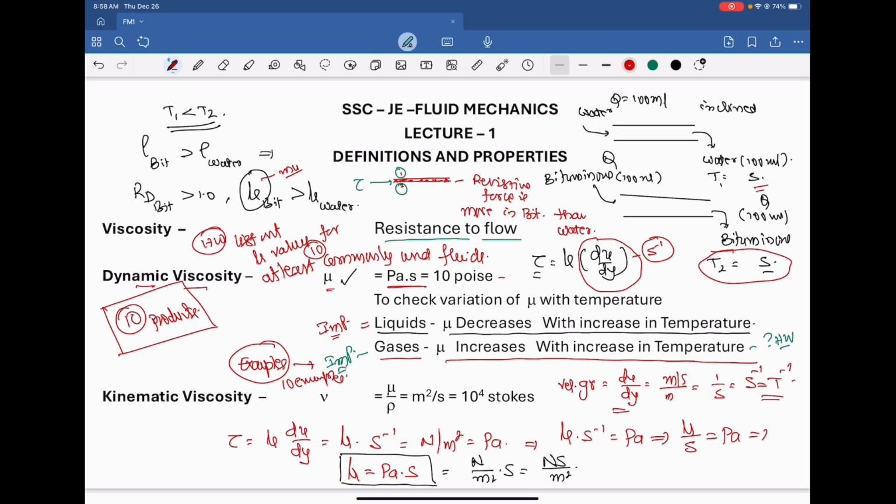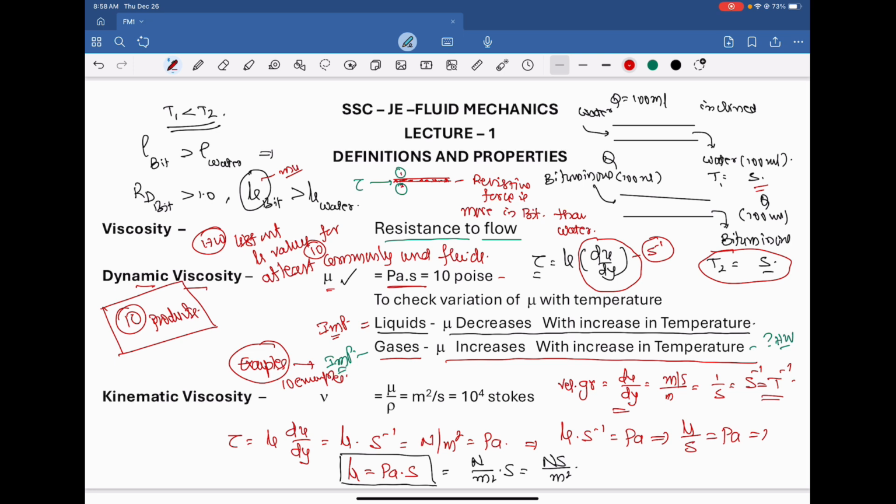Now, kinematic viscosity. Dynamic viscosity is used in Newton's law. Whatever viscosity is used in Newton's law, that is the dynamic viscosity. Tau is equal to mu into du by dy. Mu, the dynamic viscosity, is measured as a resistance to flow in units called Pascal second. For liquids, mu decreases with increase in temperature. For gases, mu increases with increase in temperature.